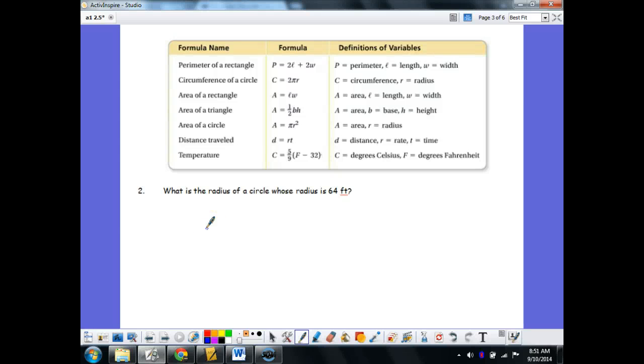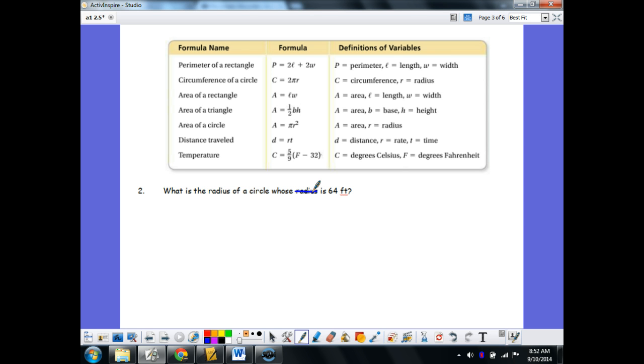So on this worksheet of notes, I gave you a handy-dandy table from the book with the different areas or different formulas you might need to use for some of these next few examples. The first one, I mistyped apparently. Find what is the radius of a circle whose radius is 64 feet?